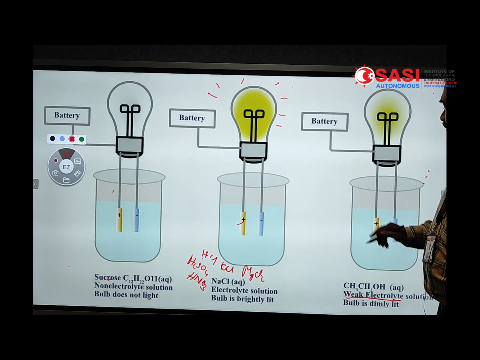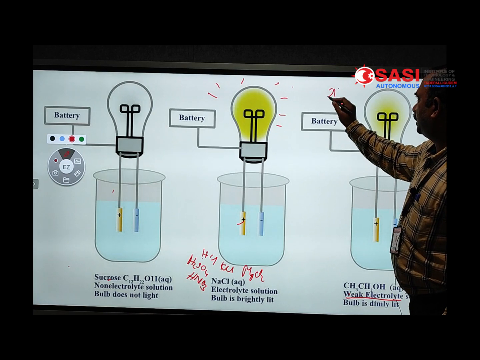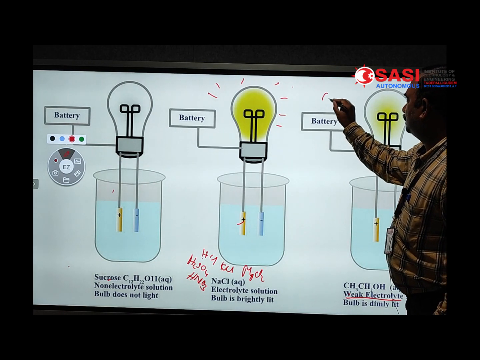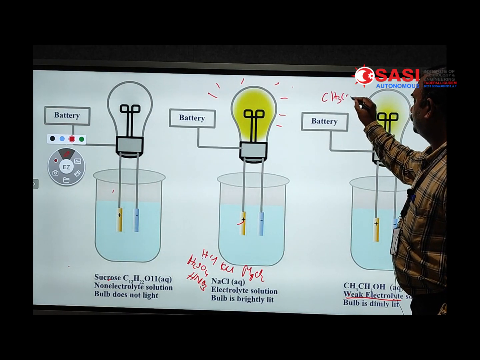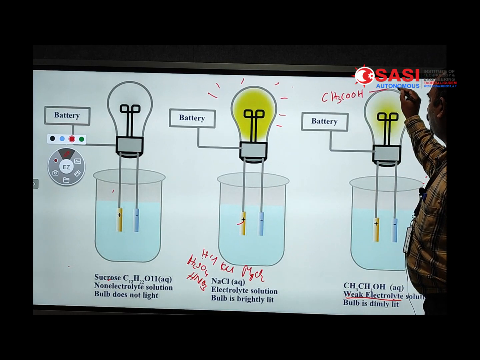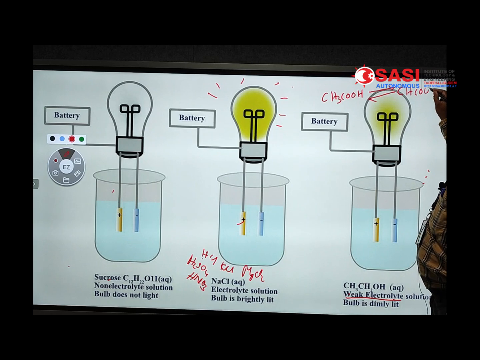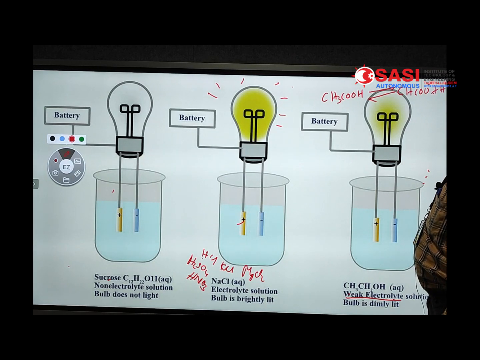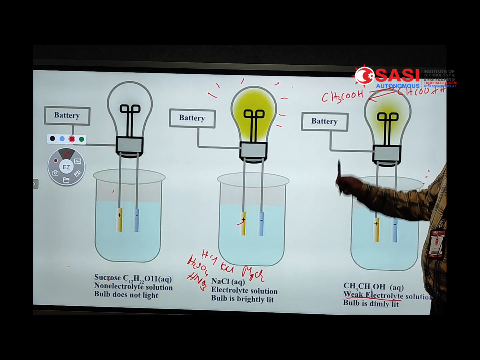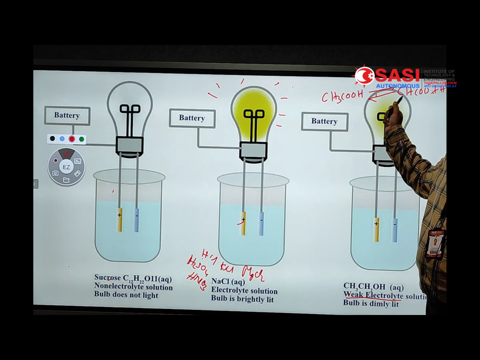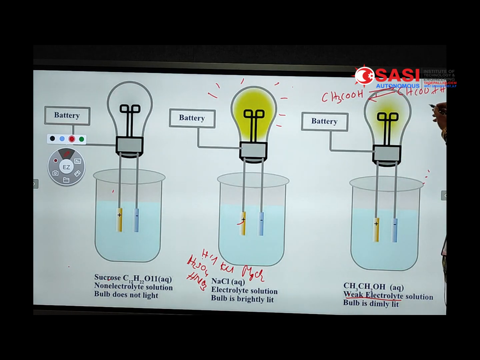The weak electrolyte CH3COOH will not ionize completely. It will ionize only to a little extent and produce the corresponding ions. You can see the equilibrium here, which means it is not 100% ionizing. So the available ions are very few in number.